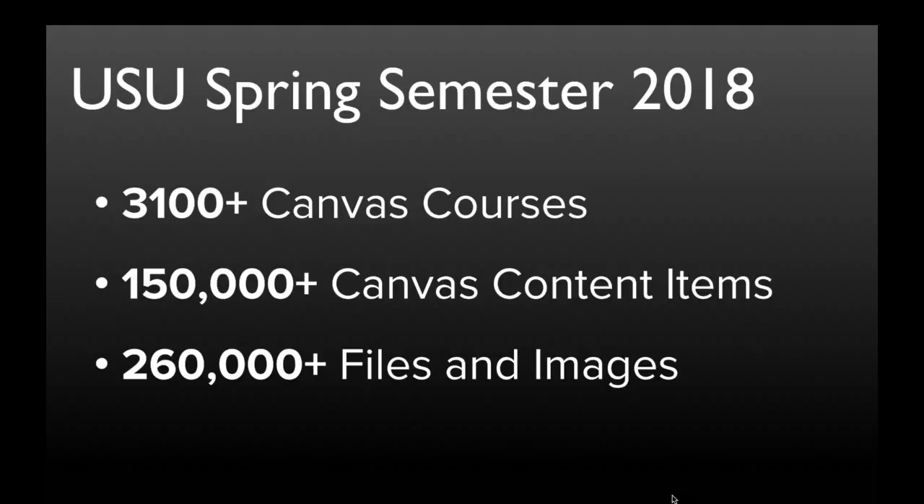At Utah State, we had over 3,100 Canvas courses. We looked at the numbers on that, about 150,000 Canvas content items. That's things like quizzes, pages, assignments, and then over 260,000 files and images. Ally's obviously fantastic to help you get a handle on this number.